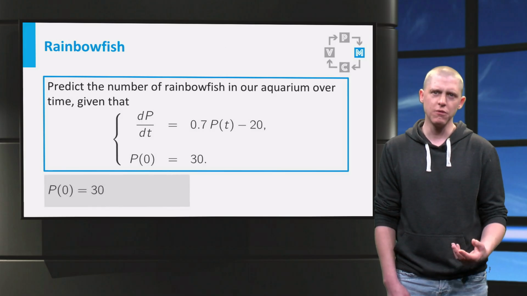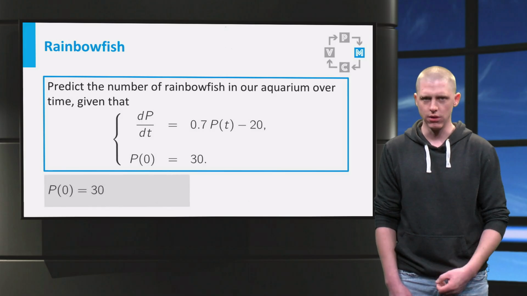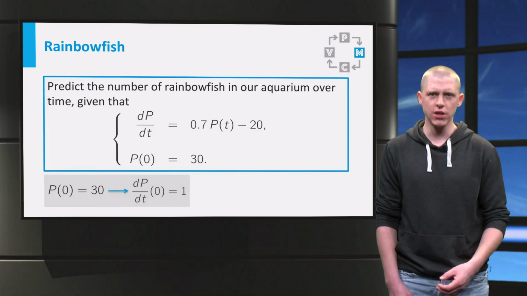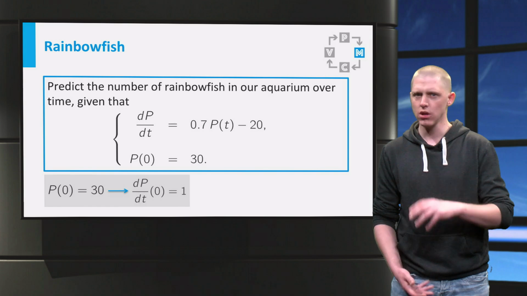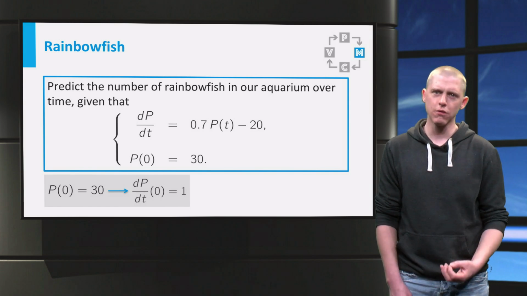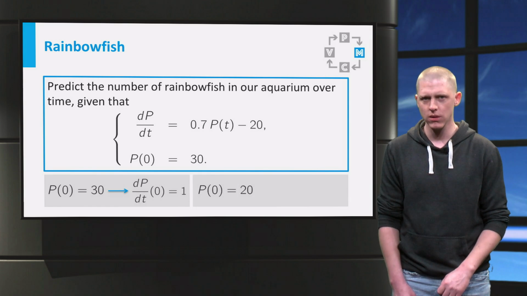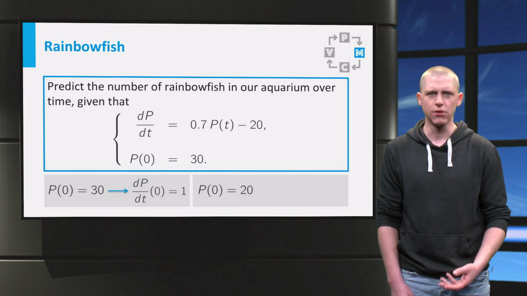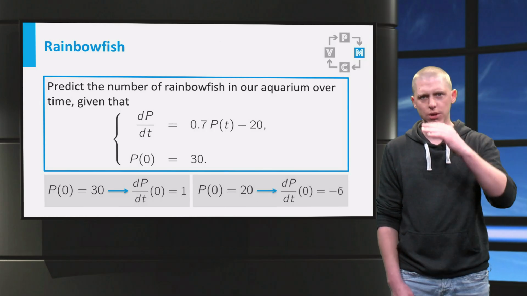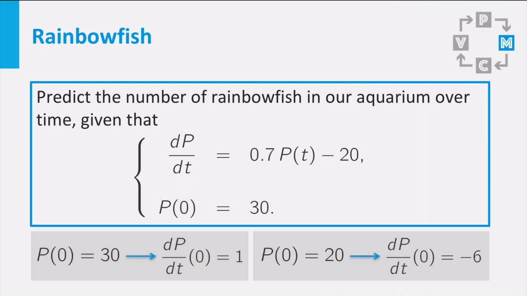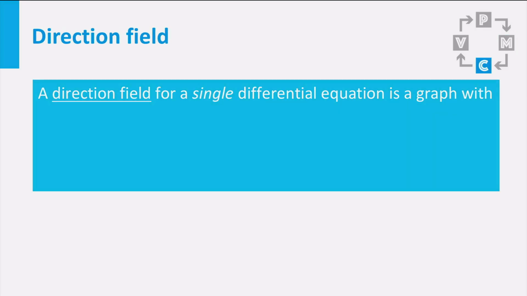So for example, if P equals 30 at time t is 0, you get that the rate of change of P equals 1 per day. P will grow slowly. If however the number of rainbow fish is 20, P changes per day at a rate of -6 per day. P will decrease fast. If we calculate the rates of change for many population sizes P and different times t, we can sketch the direction field. So now let me first tell you what a direction field is.